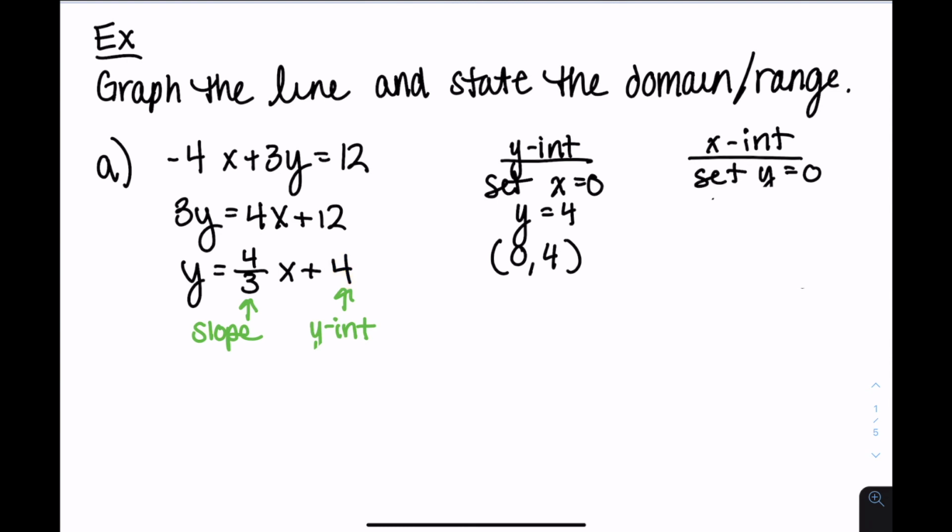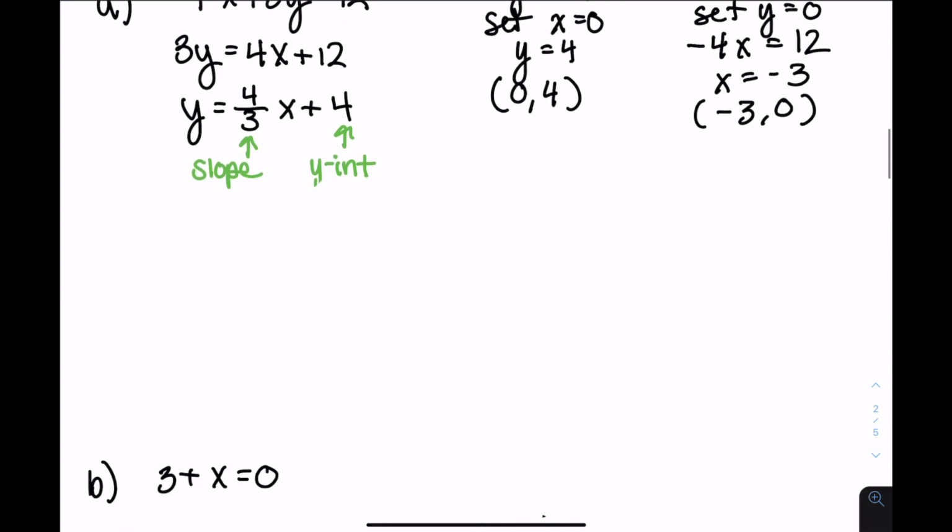For the x-intercept, we can use that first equation. So when you plug in y equals 0, this will be 0. You get negative 4x equals 12. And that tells us that x is negative 3. So our x-intercept is (-3, 0).